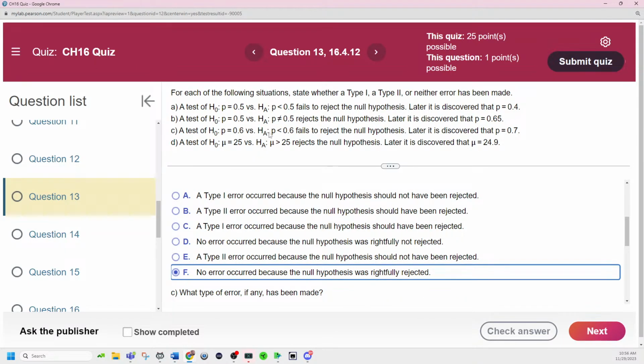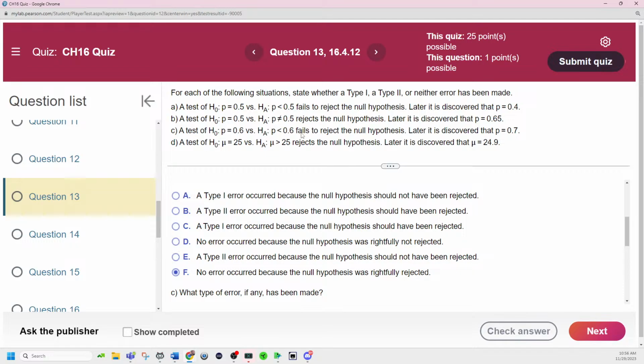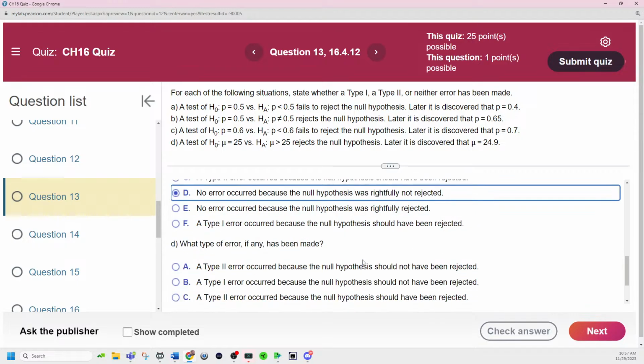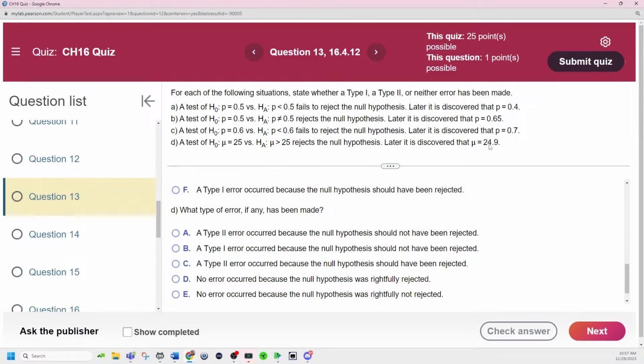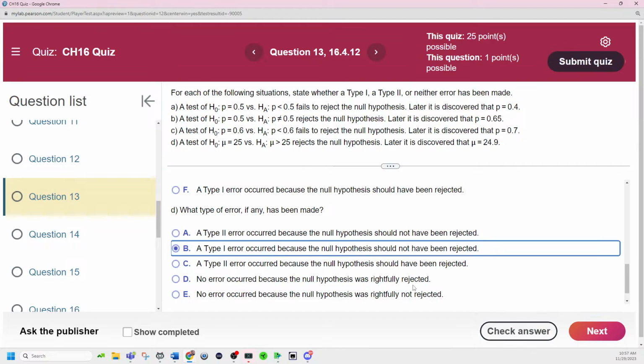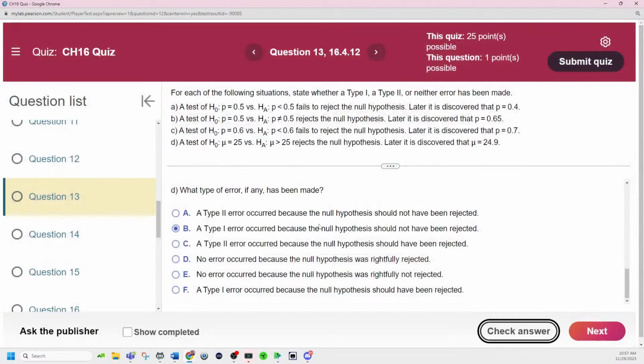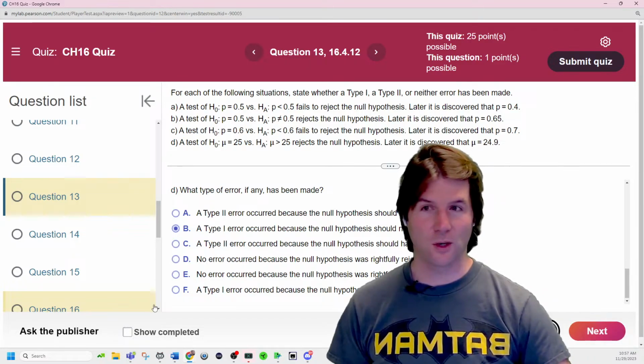The proportion is equal to this, proportion is not less than this. They failed to reject the null. Good, that's the trick one again, because they shouldn't reject the null. So no error occurred. The null was rightfully not rejected. They're trying to find evidence that's greater than this. Later they discover they reject the null, so this is a type 1 error. The null should not have been rejected. This is tricky. I picked a good tricky one here. I'll do it one more time just to make sure.